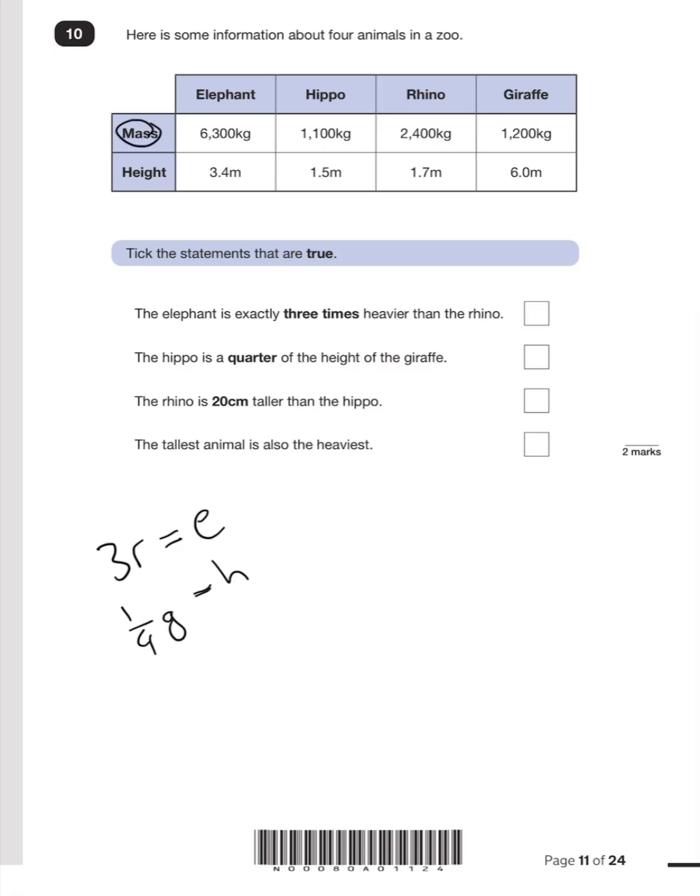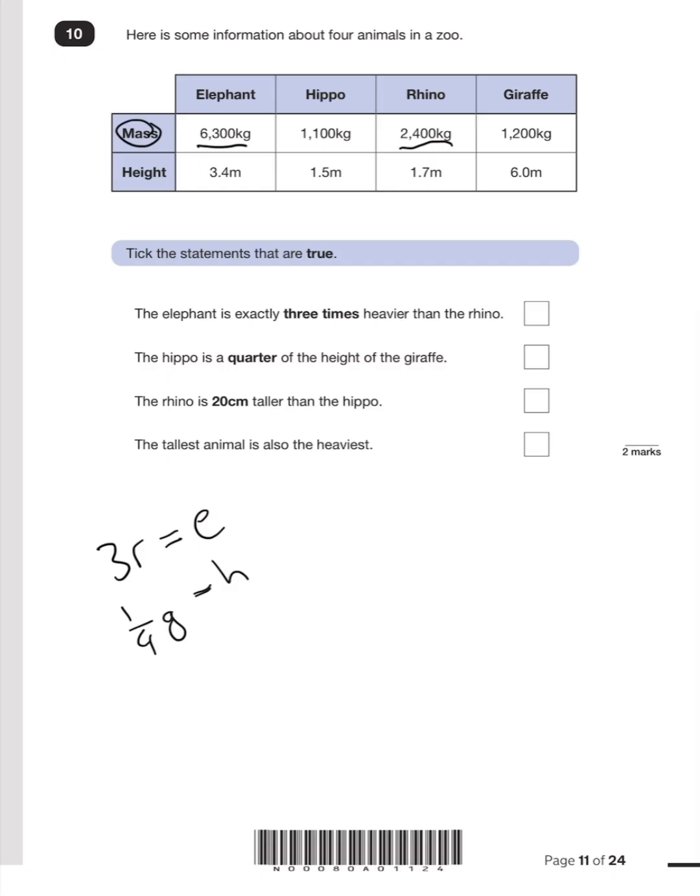So elephants, we've got 6,300. Rhino, 2,400. They're saying 3R equals E. Is 3 times 2,000 6,000? Yes. Is 3 times 400 300? No. So that is wrong.